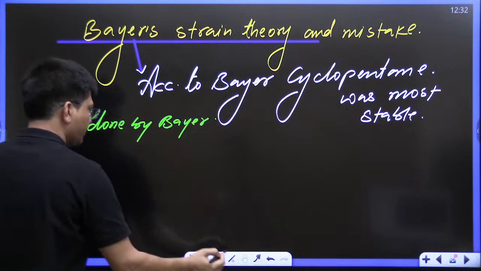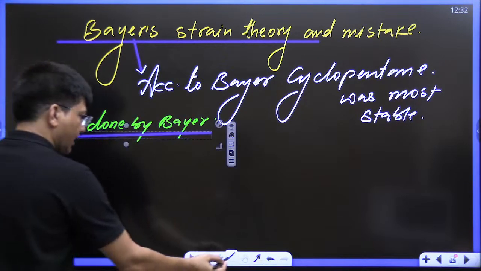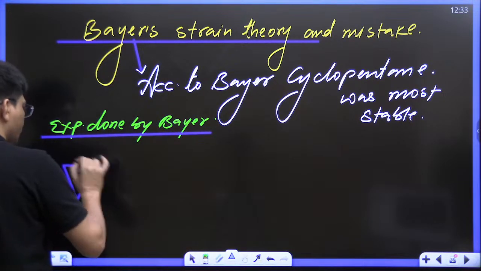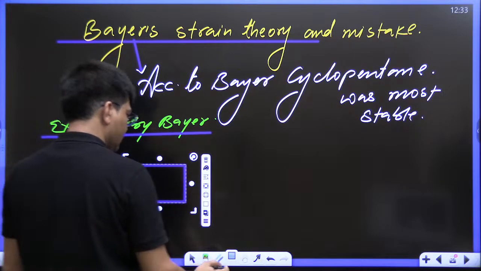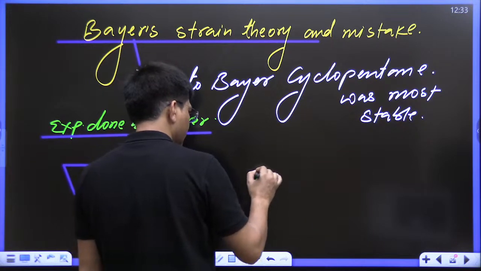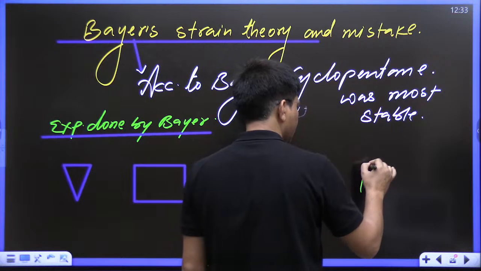This is really going to be very, very important, kids, so try to understand it. Baeyer said this is cyclopropane, this is cyclobutane, this is cyclopentane, and this is cyclohexane.